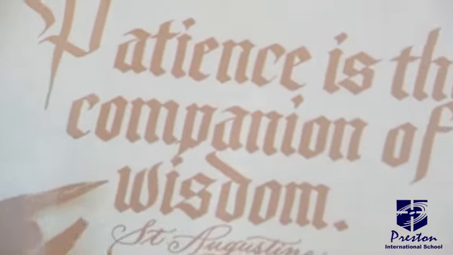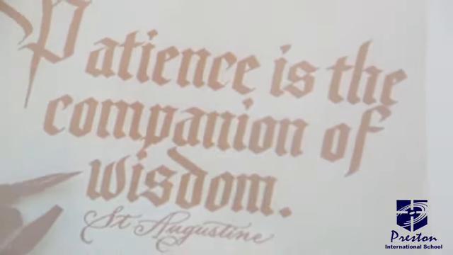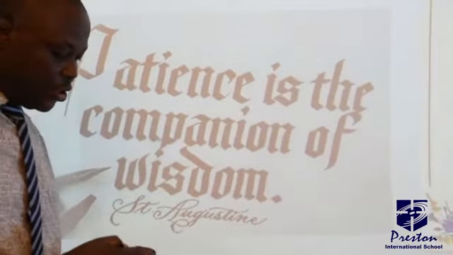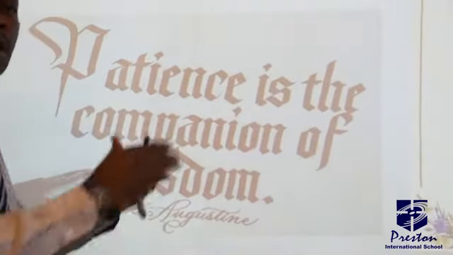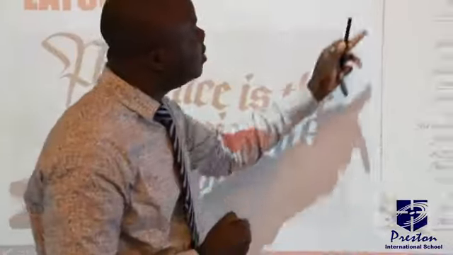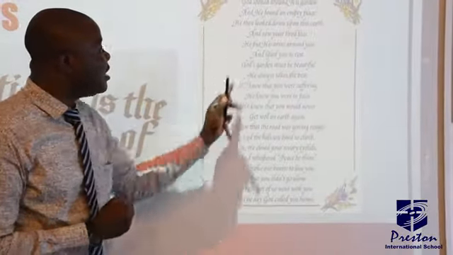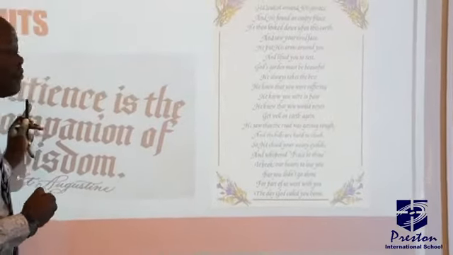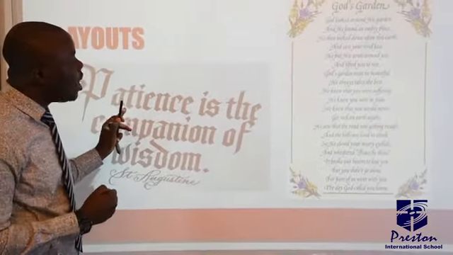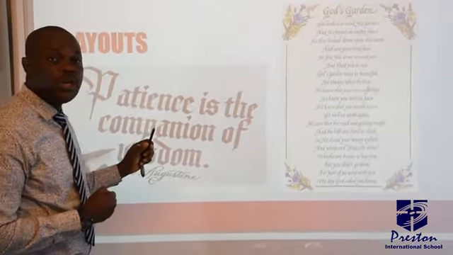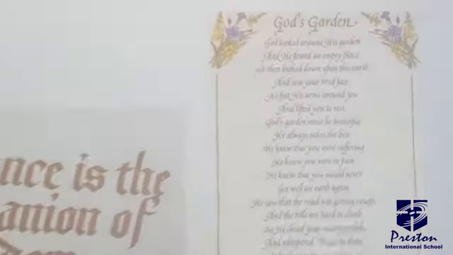Then the layout. So what am I expecting you to do for the layout? I expect you to have a background, a border design background. Then inside that you have your calligraphy writing. So how do you go about it? We'll talk more about it in the classroom. This is just a summary of what we'll be doing for today.